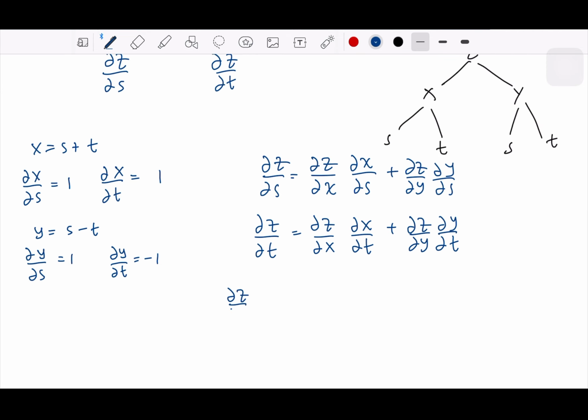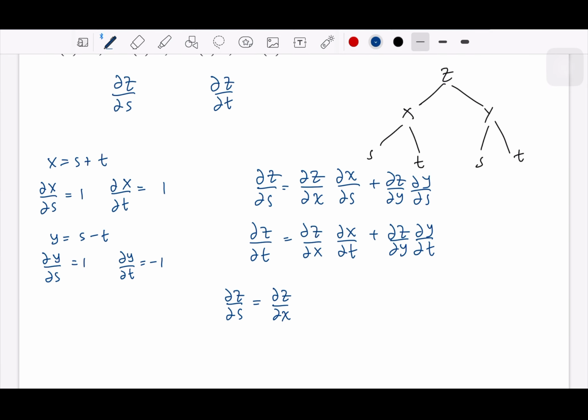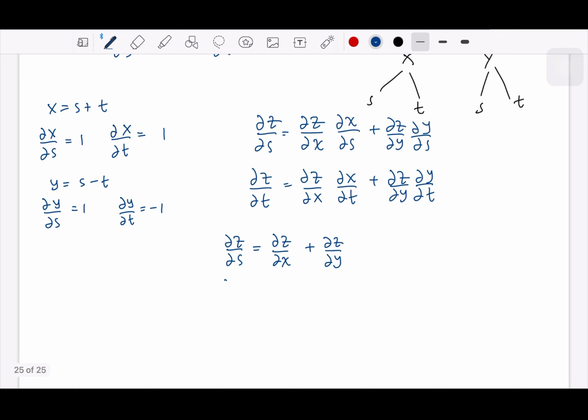So dou z dou s is dou z dou x times dou x dou s, which is 1, plus dou z dou y times dou y dou s, which is 1. So we have this. Okay, and then we have dou z dou t. This is dou z dou x times 1, minus dou z dou y.